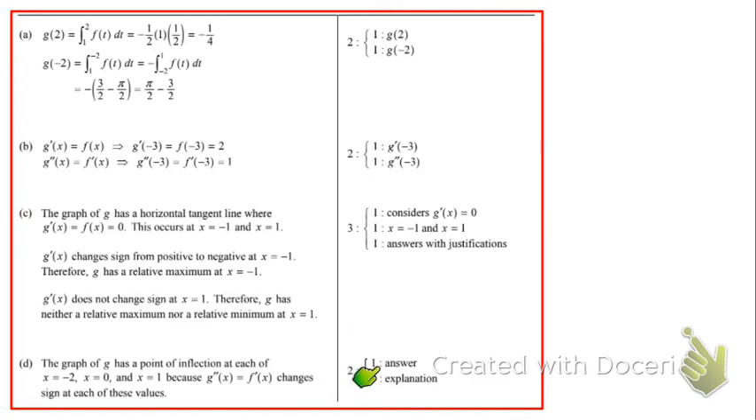And then part D, you get 1 point for having the correct values, -2, 0, and 1, and then another point for the explanation, the fact that the second derivative, equaling the first derivative of f, changes sign at each of those values. Another way of justifying that, like we talked about before, is a maximum or minimum. All right.